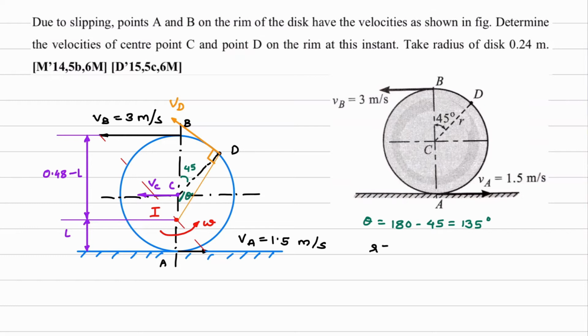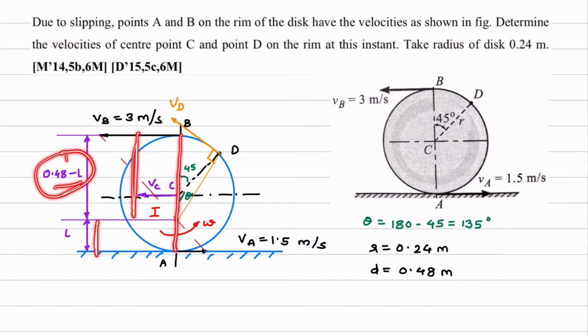I'll write down the given data. Radius is equal to 0.24 meter. So what will be the diameter? Diameter will be 0.48 meter. Now the total height is 0.48 minus this L. It will be this height, BI. So BI I have written over here as 0.48 minus L. Now we have to calculate this L.